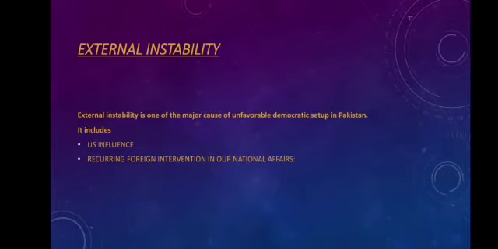So let us discuss external instability. External instability is one of the major causes of unfavorable democratic setup in Pakistan. It includes US influence. It is one of the biggest reasons of unstable democratic system in Pakistan. Recurring foreign intervention in our national affairs. Recurring foreign intervention into our national and democratic issues is also proving hazardous for democracy to sustain.